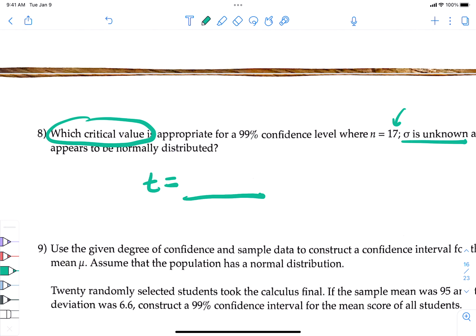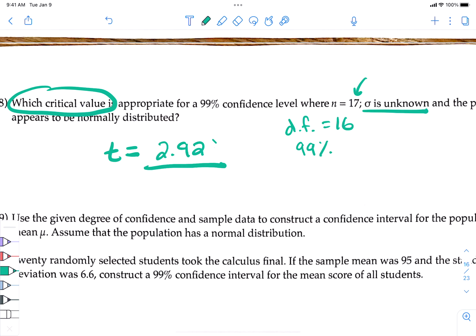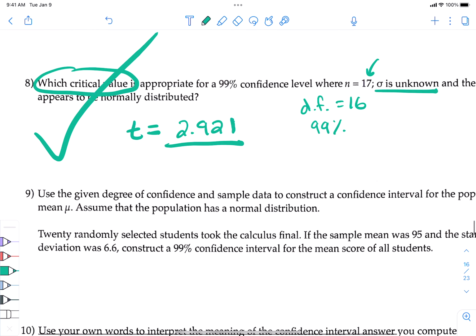Do you want to go ahead and finish this one? This one's really short. Go to the T chart. You need degrees of freedom. How many? 16. 16 at 99%. Look it up. 2.921. I don't know. Is that right? Yep, 2.921. No, it was 90% at 16. Okay, so they want to make sure that you know the difference between Z and T. Do you know why we're using T in this case? We don't know the standard deviation and it's less than 30. Exactly. That's why we use T. Okay, good. So 8 is done.